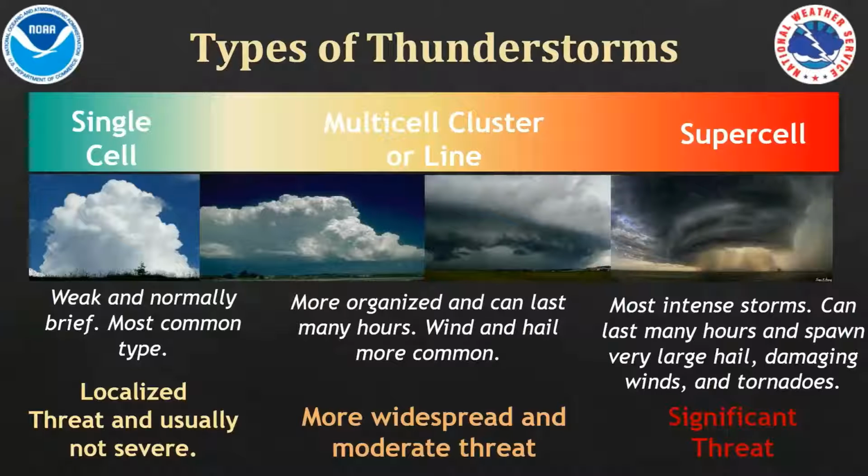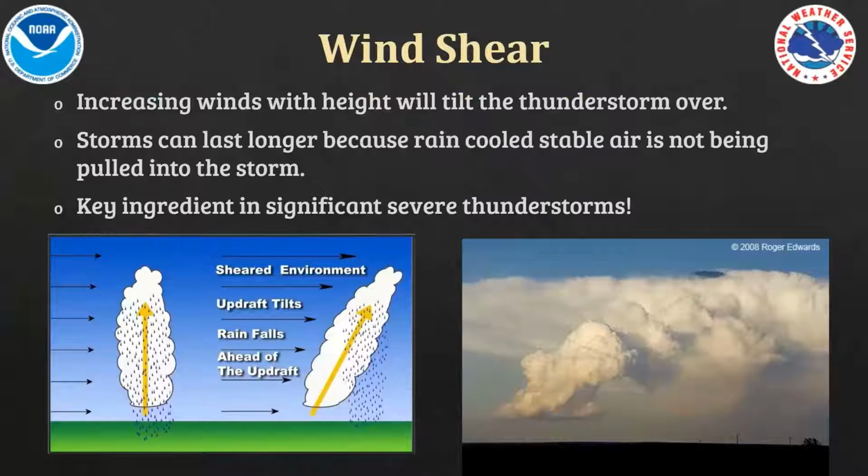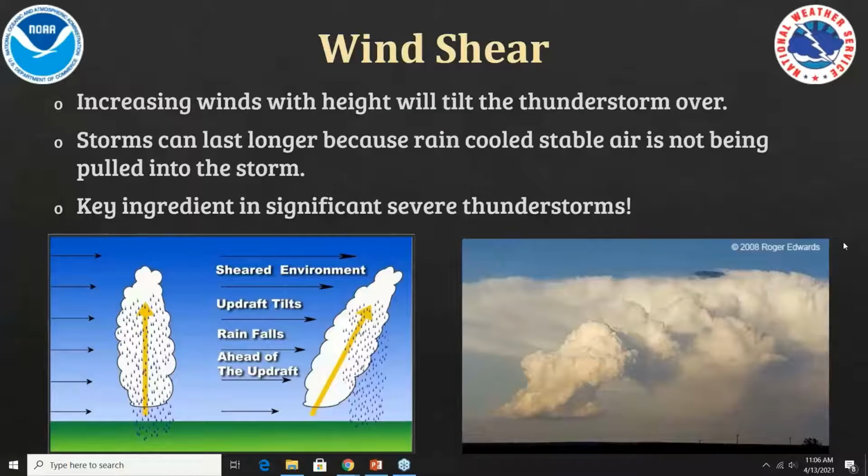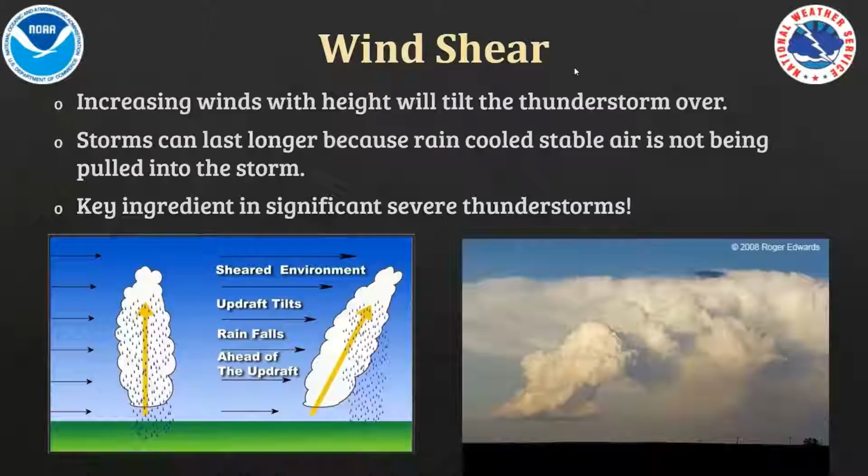If you look at the illustration there on the left, you can see that because it's being tilted, the warm, moist, unstable air is able to get pulled in behind the rain-cooled air ahead of the storm, and that keeps the thunderstorm moving. Whereas if it was like you have there on the far left, it will just not become severe because of the lack of wind shear. Next slide, please, Mark.